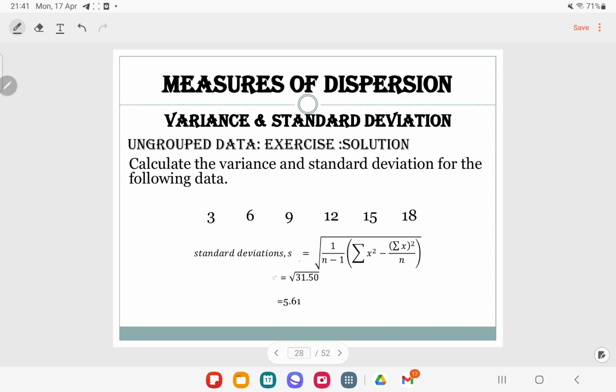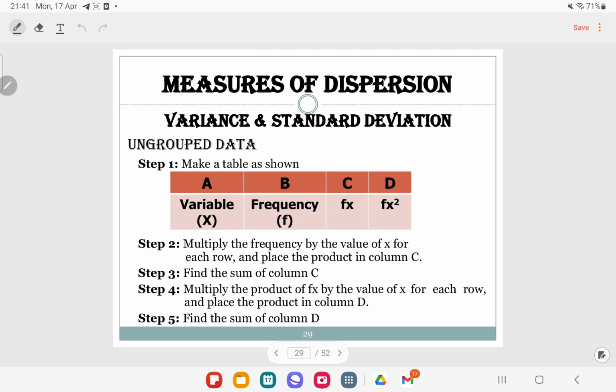Okay, for the standard deviation, you just square root it, and you will get 5.61. Okay, and then how to calculate it? You also can use a table for the group data.